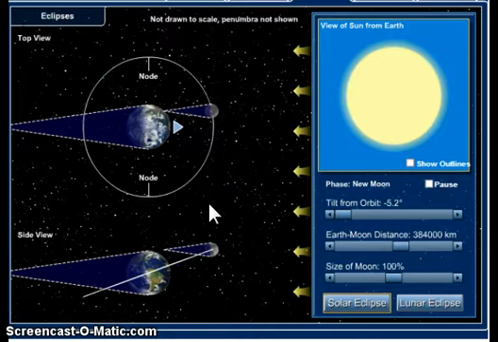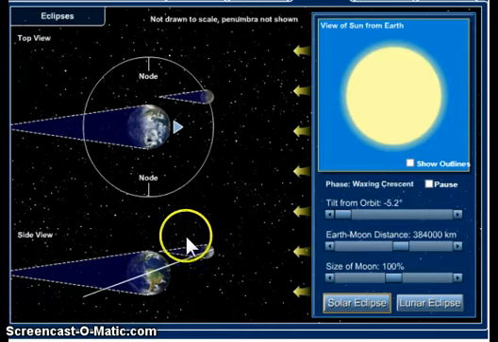So we find that this isn't always the case. The moon's orbit is tilted, so we do not see lunar eclipses and solar eclipses every single month.